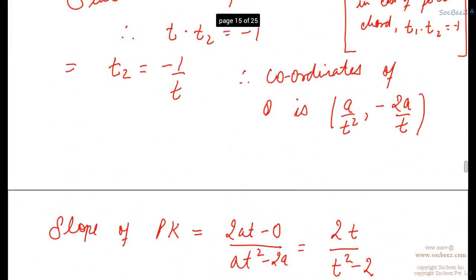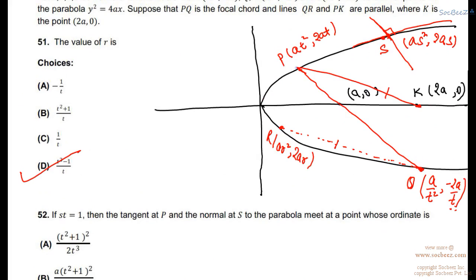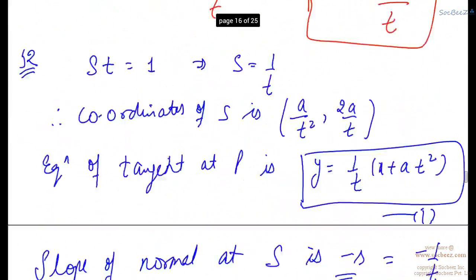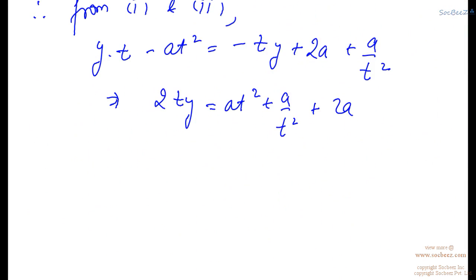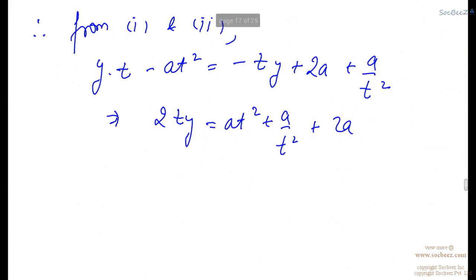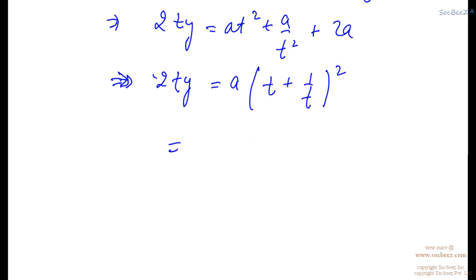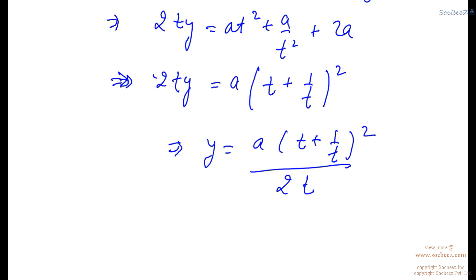Since here they are actually asking us that the tangent at P and the normal at S to the parabola meet at a point. If this is the tangent at P, then they meet at a point. Therefore, for that particular point both of the equations are simultaneously satisfied. Therefore, substituting the value of x taken from 1 and 2, we have arrived at this expression, and after solving, it further gets solved as 2ty equals a into t plus 1 upon t of whole square. So from here we can say that y equals a into t plus 1 upon t of whole square upon 2t.